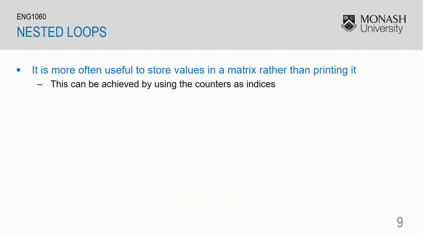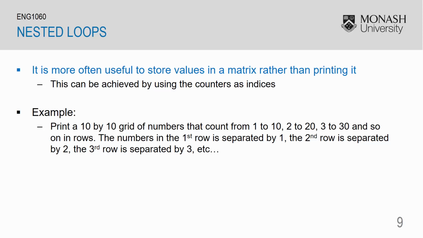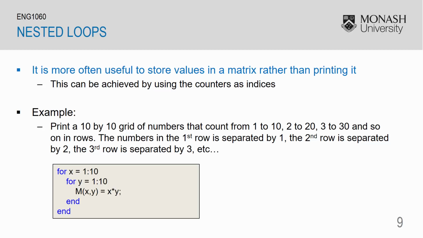It is often more useful to store values in a matrix rather than printing it out in the command window. This allows us to use the matrix for calculations and can be achieved by using the counters as indices. So considering the previous example, we can now, instead of using fprintf, store the values in a matrix called M, and we are addressing the x and y as indices. We're treating x such that it is our rows and y such that it is our columns.